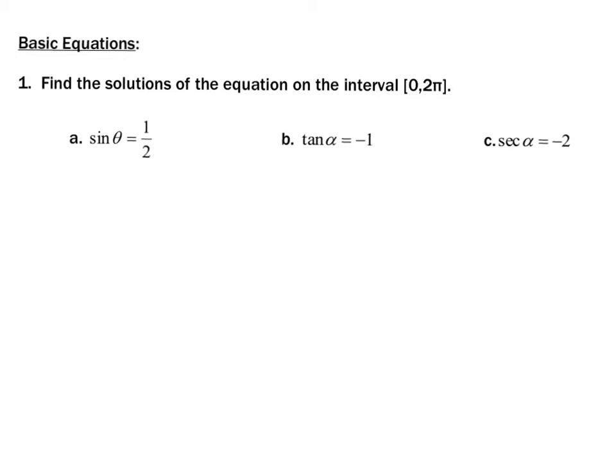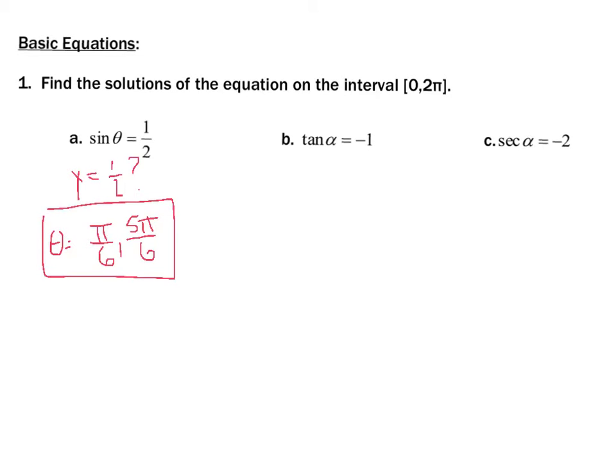So let's look at A. It's saying, where is the sine equal to 1/2? So basically what this is saying is, where is your y value equal to 1/2? So if I look on the unit circle, where's my y value 1/2? If I start at 0 and go around, my y value is 1/2 at pi over 6. I continue going around, and your y value is also 1/2 at 5 pi over 6. So theta is going to equal pi over 6 and 5 pi over 6.